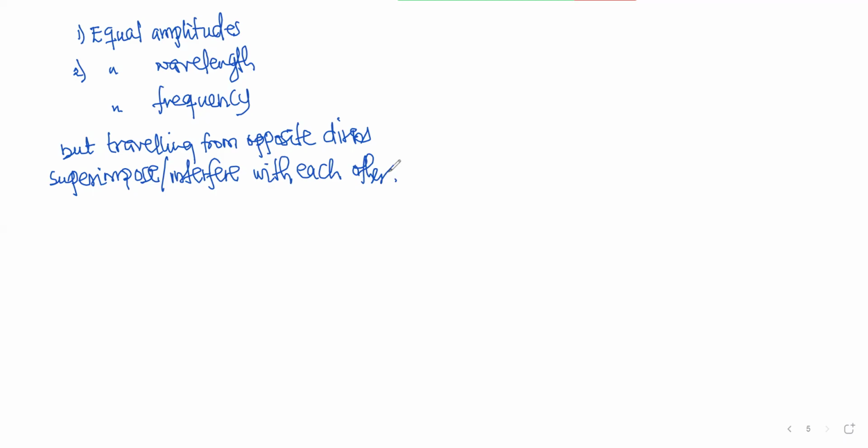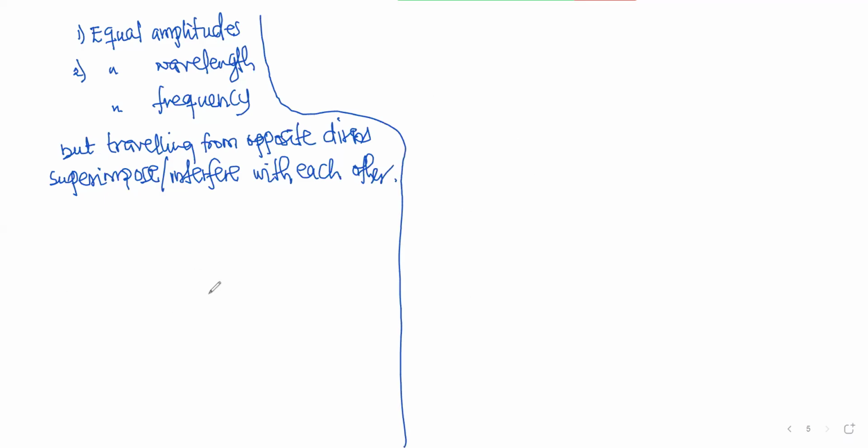So when two waves of equal amplitudes, equal wavelengths, and equal frequency but traveling from opposite directions interfere with each other, a stationary wave is formed. Okay.